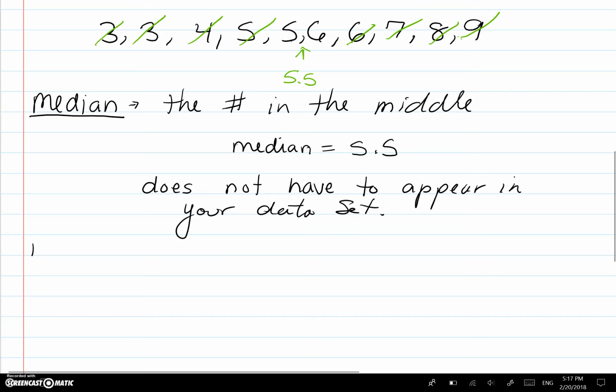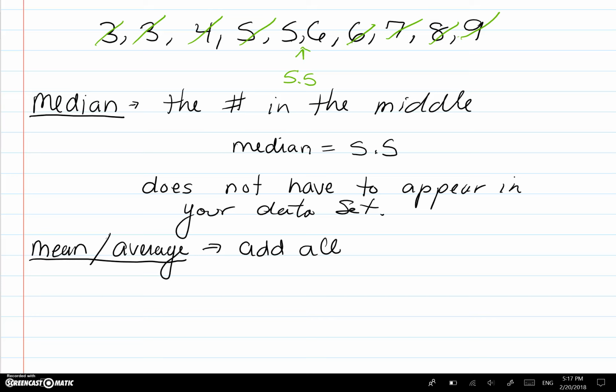called the mean, sometimes also called the average, but you'll see mean used more often. Now, to find the mean, we add all the numbers, so the sum of all the numbers, and we divide by the number of numbers.